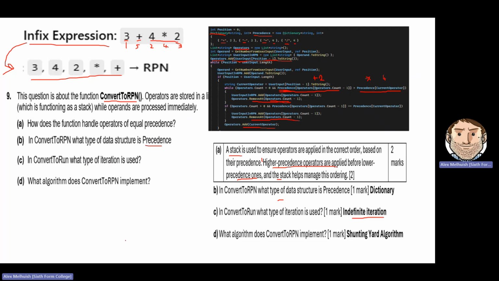And then the final one is what algorithm does convert to RPN implement, and the answer to that was the shunting yard algorithm, which again I don't think you're necessarily going to be expected to know for the exam, but it's worth you having that awareness, and potentially could come up, although I feel it's unlikely.